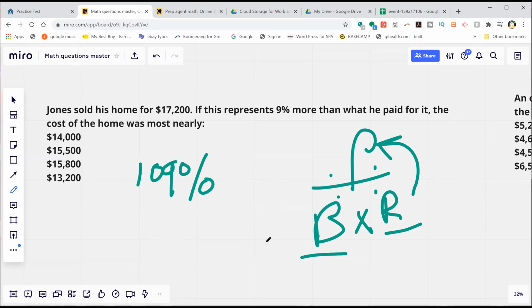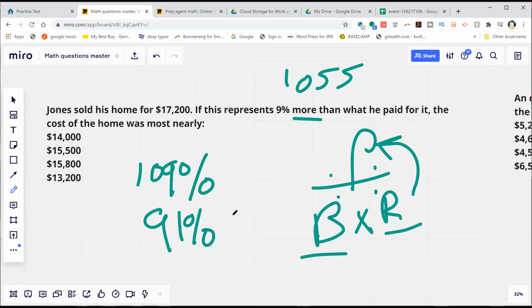Whenever we're talking about a profit, it's 100% of what we started with plus a percent. So it's 100 and something percent. Okay? If we said that we had a loss, it's less than 100%, right? So if we had a 9% loss, it would be 91%. Do you guys see that?